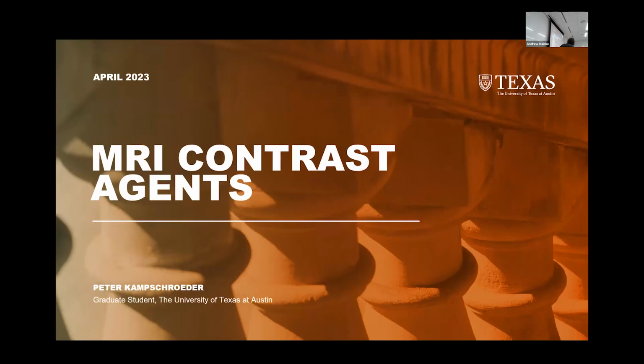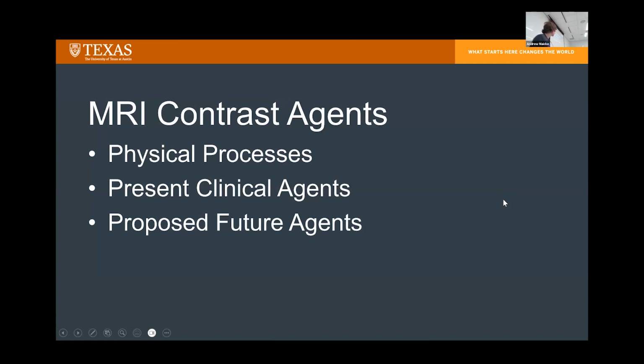I am a sixth-year undergraduate student here at the University of Texas, and my talk is on MRI contrast agents. As a brief overview, first I'm going to talk about some of the physical processes that go into MRI contrast agents and how they're used. Then we're going to talk about the present clinical agents, specifically here in the United States, and then some proposed future agents for various applications.